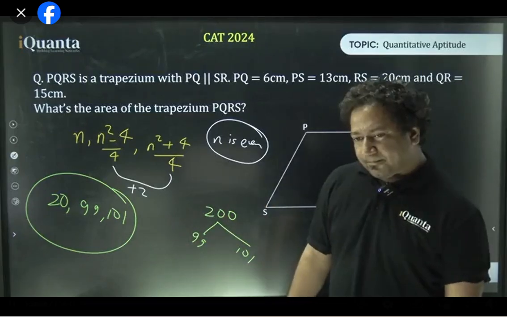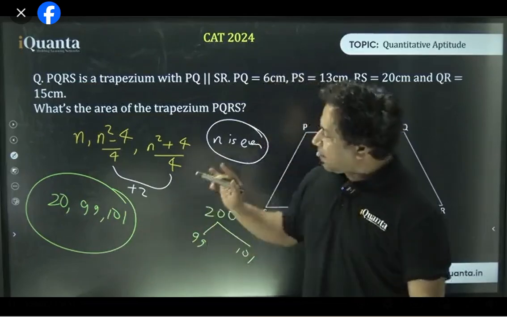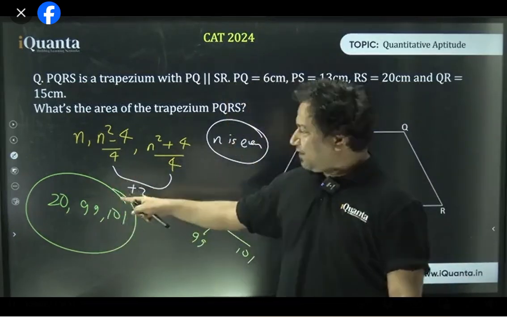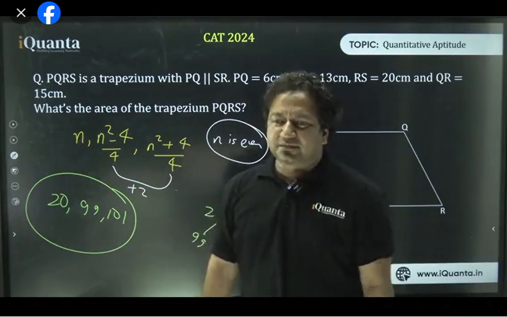Clear? That's the only difference. I'm repeating. For odd, we take the square, break it in 2 parts, which are 1 unit apart. For even, we calculate the square, take its half, and make 2 parts, which are 2 units apart.